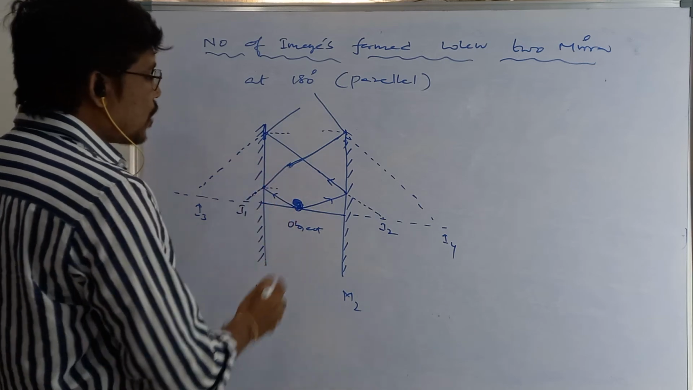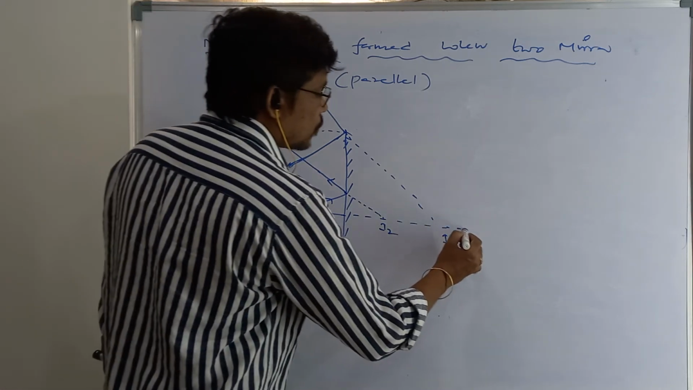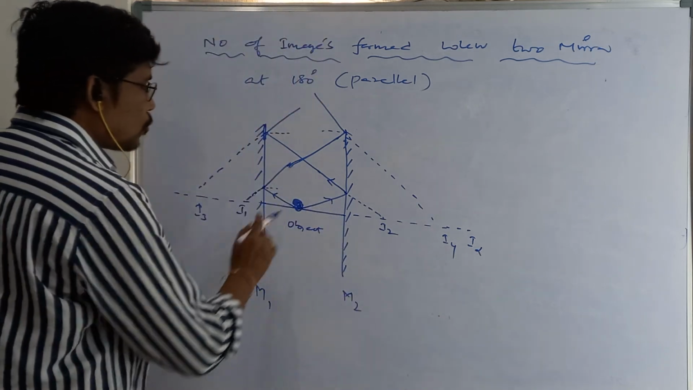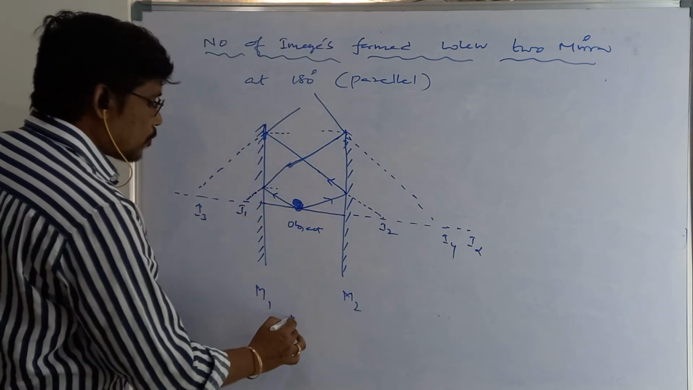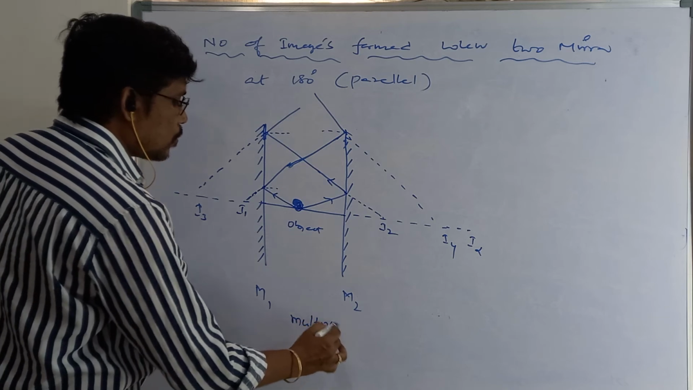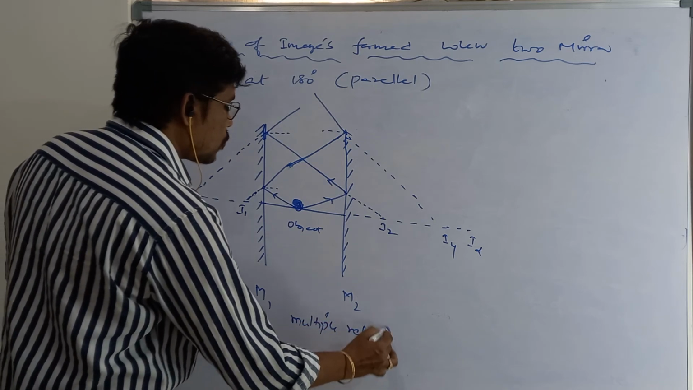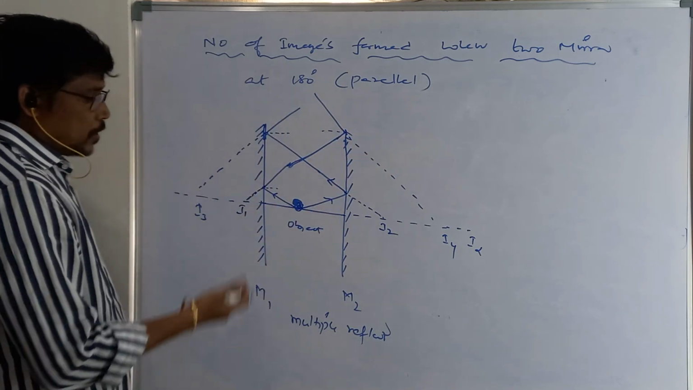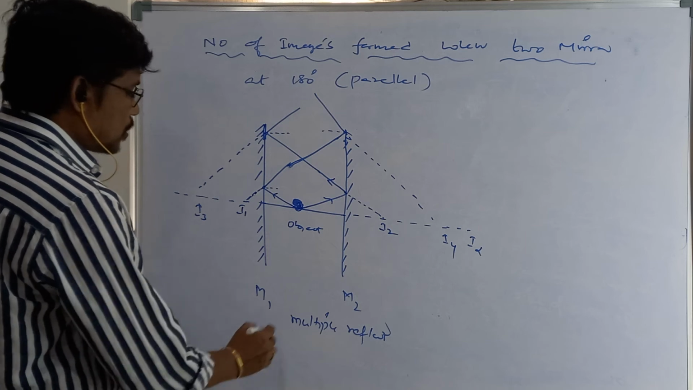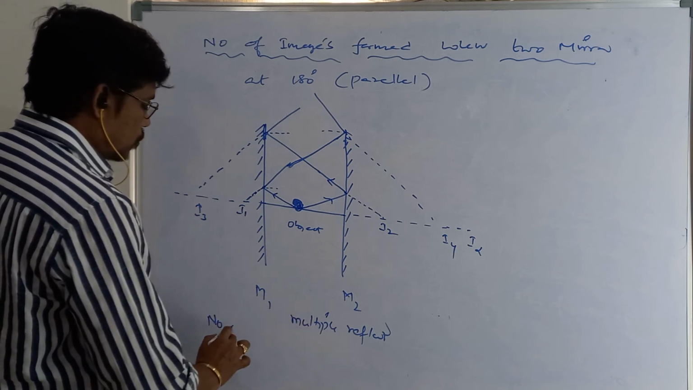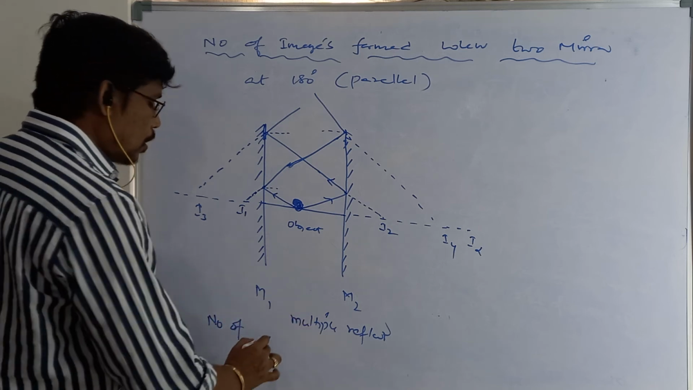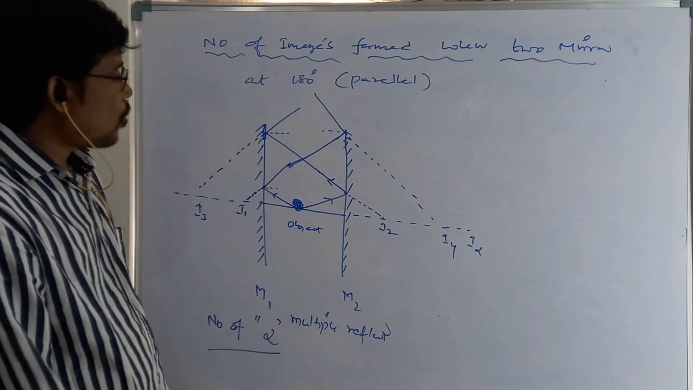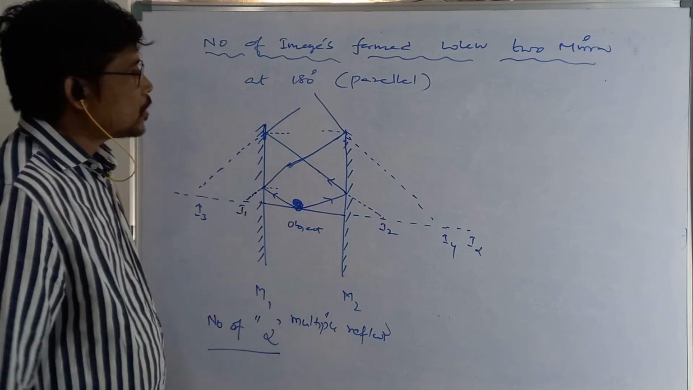So in this way, you have multiple reflections, up to infinite images. So when the mirrors are placed parallel to each other, that is at 180 degrees, the number of images formed in this case is, how much? The number of images is infinite. Good. Infinite images are formed and they are parallel to each other.